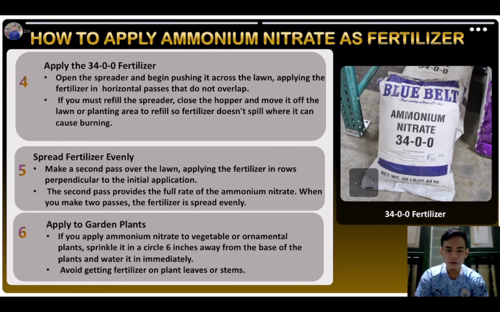To apply to garden plants, if you apply ammonium nitrate to vegetable or ornamental plants, sprinkle it in a circle 6 inches away from the base of the plant and water it immediately. Avoid getting fertilizer on plant leaves or stems.